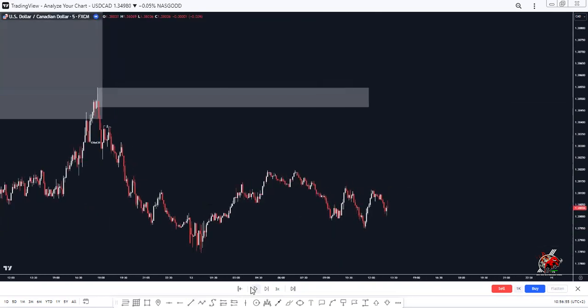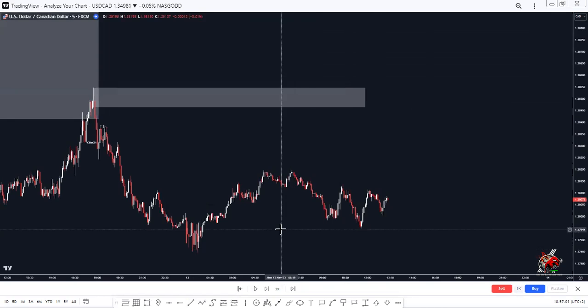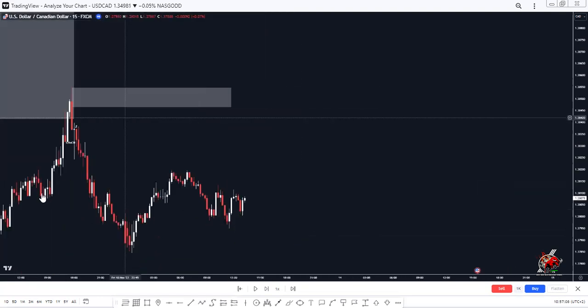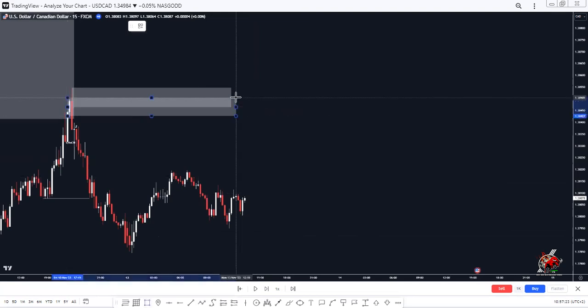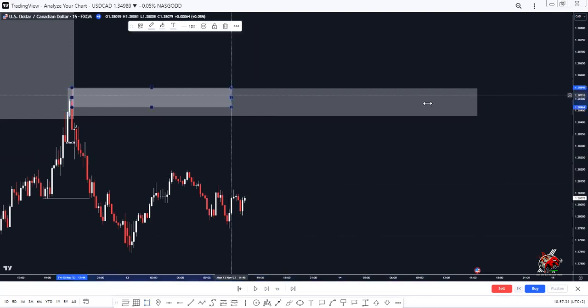Let me go to 15 minutes and see if we flipped on 15 minutes. Okay, even on 15 minutes we just flipped, guys. We changed direction, as we can see here, and here's our 15 minutes order block, guys. To keep the chart clean, I like to use the one on 5 minutes.